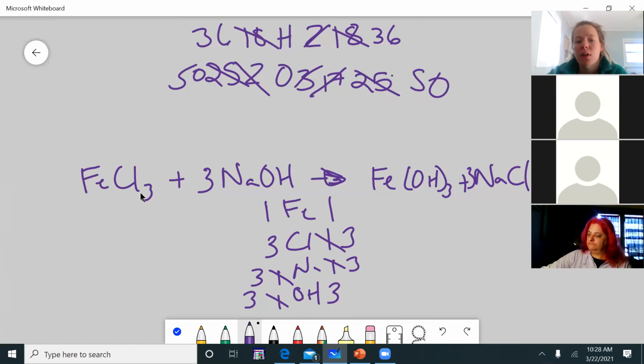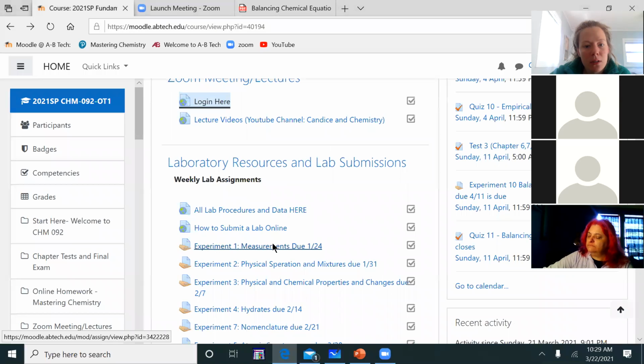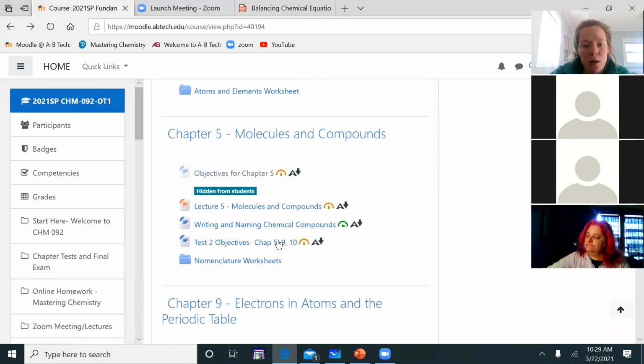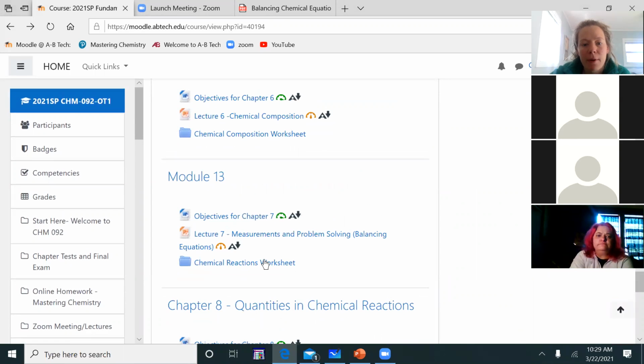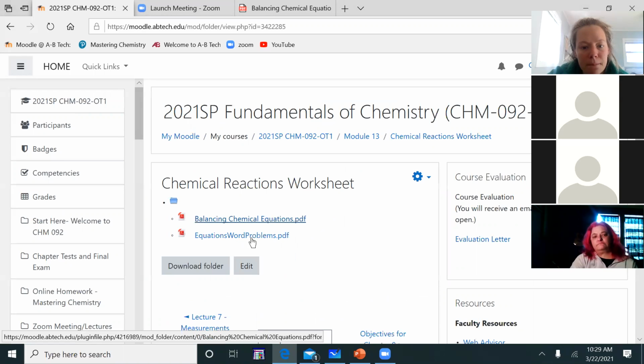What if you're not given it as a skeletal formula? Because that does happen sometimes. Other worksheets I have here: if you want to do more practice or you want access to that worksheet because you want to redo them, they are in the worksheet section for chemical reactions. I've got another one in here that is word problems. So let's try that out.